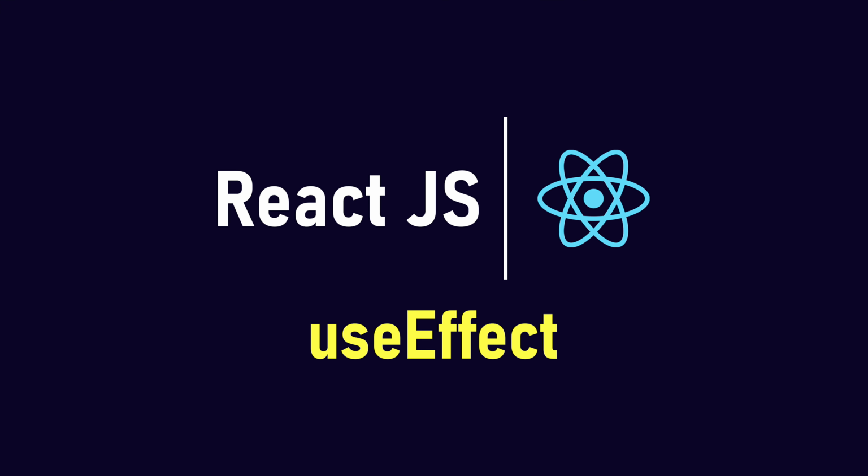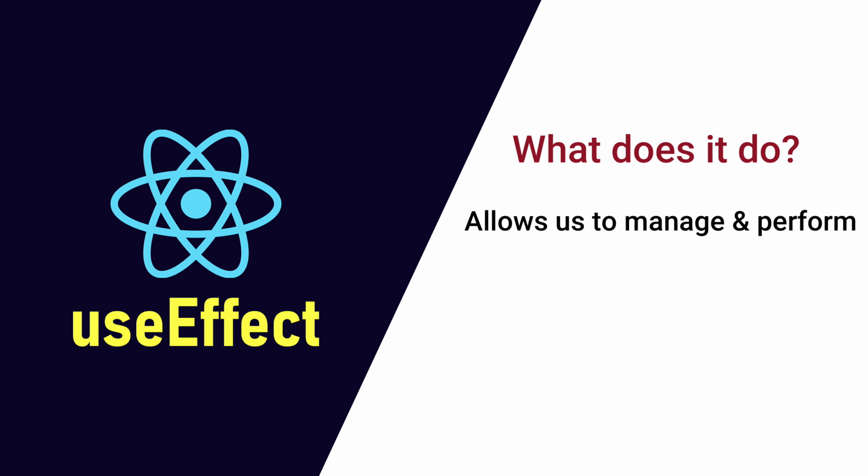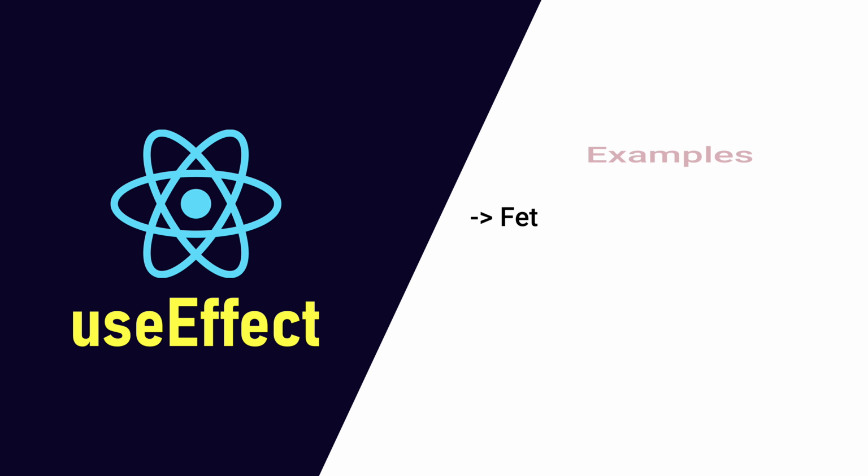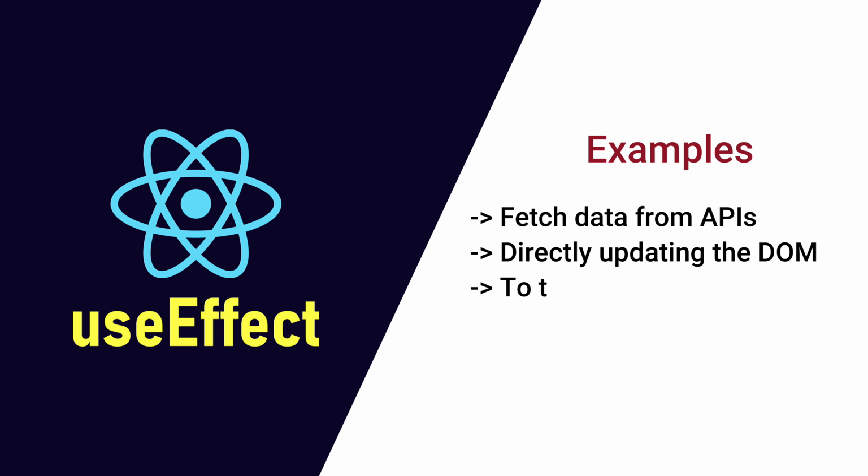Today I'm going to talk about the useEffect hook of ReactJS. When we talk about ReactJS, we can't forget the useEffect hook. As far as useEffect is concerned, it's part of the React functional component. What does it do in the functional component? The useEffect hook allows us to manage and perform side effects in our component. Examples of side effects: fetching data from APIs, directly updating the DOM, and timers.